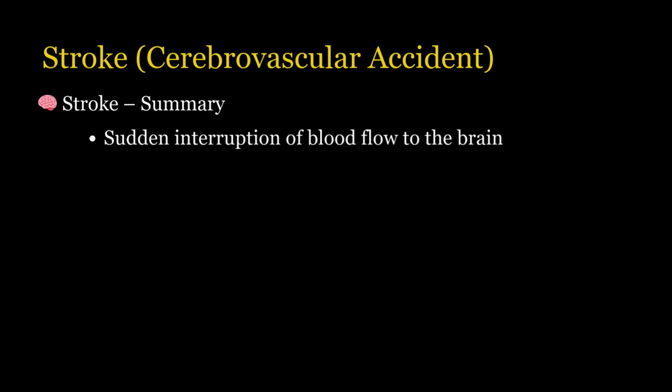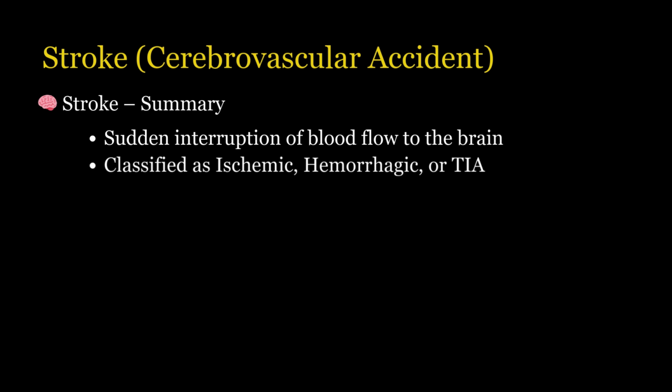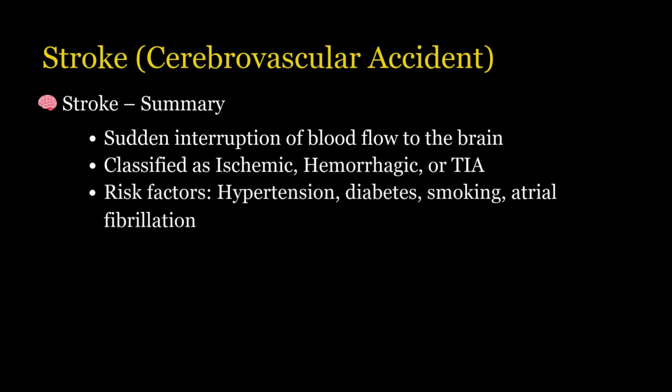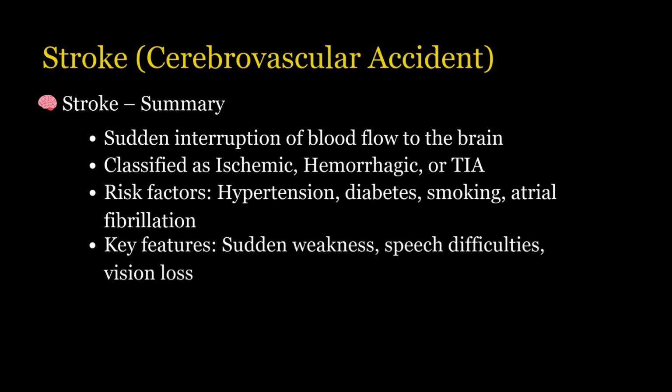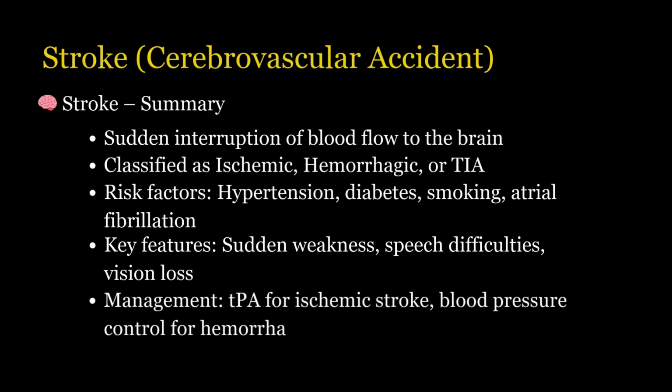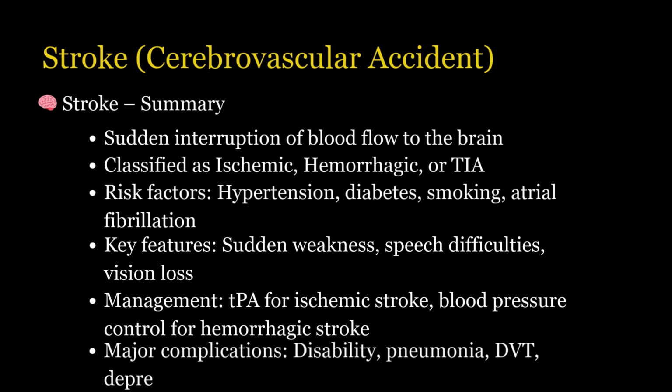To summarize, stroke is a sudden disruption of blood flow to the brain, leading to neurological deficits. It can be ischemic, hemorrhagic, or a transient ischemic attack. Major risk factors include hypertension, diabetes, smoking, and atrial fibrillation. Clinically, patients often present with sudden weakness, speech impairment, or vision problems. Management strategies differ based on the stroke type, but aim to restore circulation or control bleeding. Complications can be severe, including long-term disability, infections, deep vein thrombosis, emotional challenges, and even death. Early recognition and prompt treatment are critical for improving outcomes.